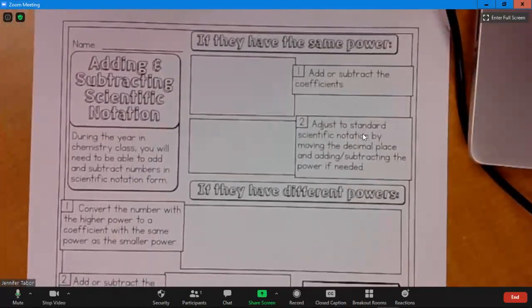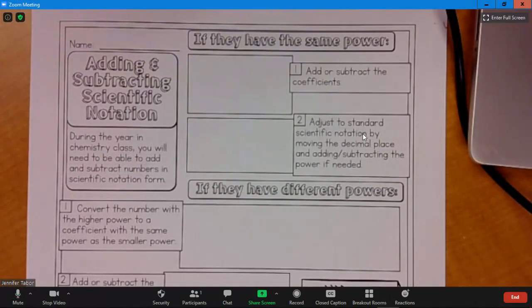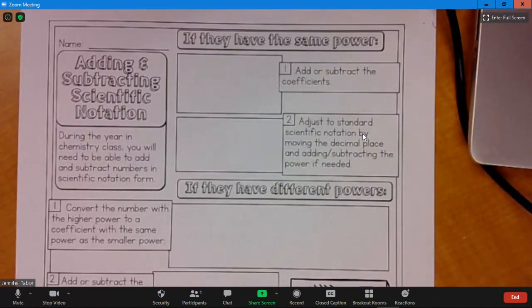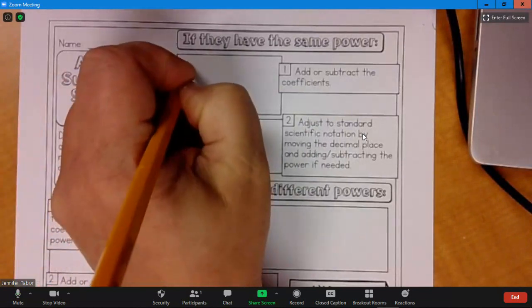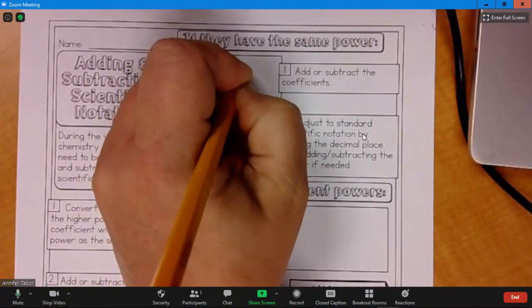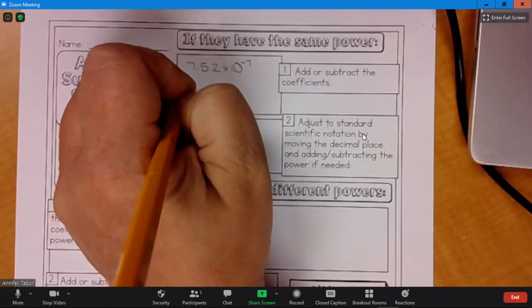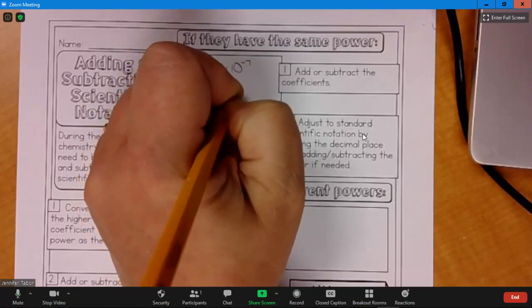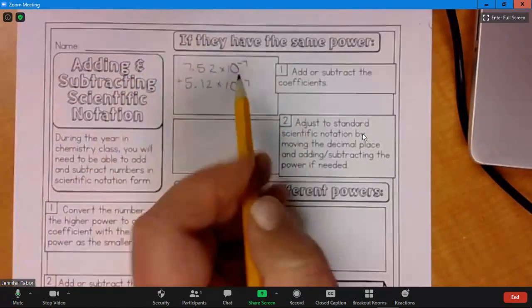All right, lastly, let's add and subtract with scientific notation here. Okay? Adding and subtracting scientific notation. So let's make up some numbers here. What if we had 7.52 times 10 to the negative 7 plus 5.12 times 10 to the negative 7?